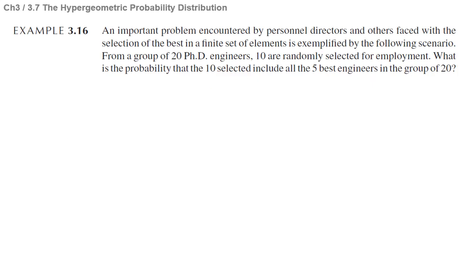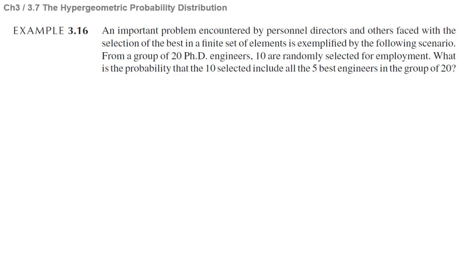Let's look at example 3.16. An important problem encountered by personnel directors and others faced with the selection of the best in a finite set of elements is exemplified by the following scenario. From a group of 20 PhD engineers, 10 are randomly selected for employment. What is the probability that the 10 selected include all the 5 best engineers in the group of 20?